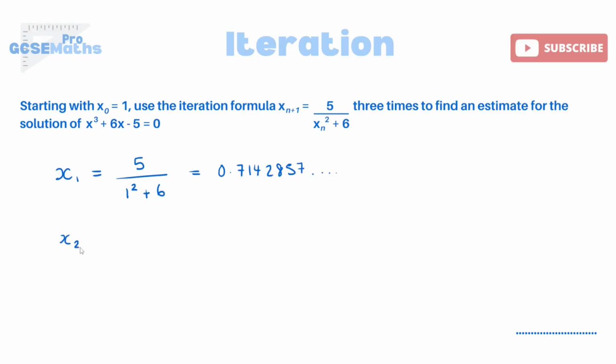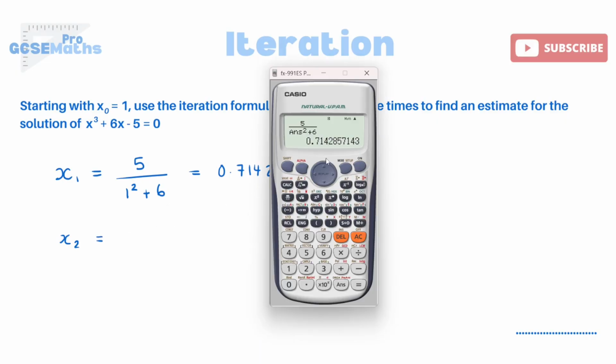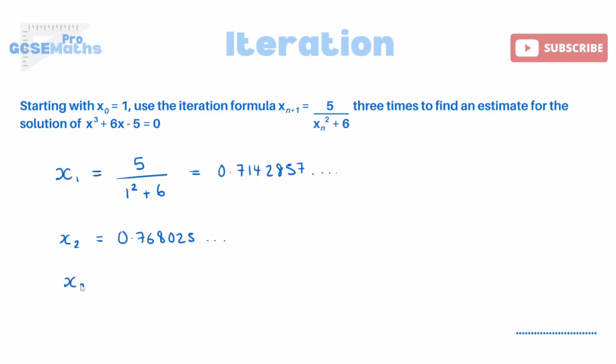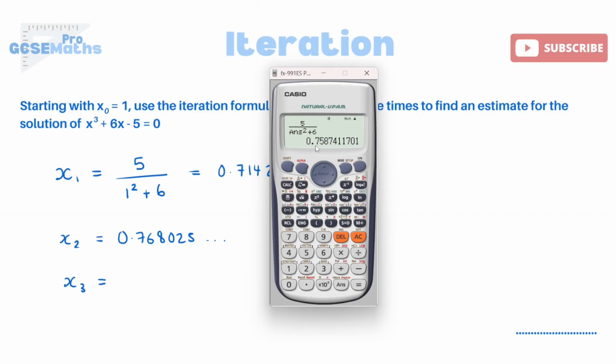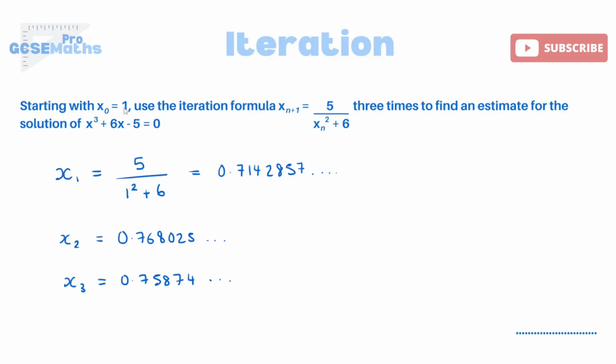Okay, so for x2, I'm now not going to write out the formula again because they can understand that I know I need to substitute in values. And I'm just going to press equals again. So you can see I've now got a different number, a different answer, still quite similar, but a different answer, 0.768025. And finally for x3, because we want to do it 3 times, equals again, 0.75874. And you can see that we've gone from 1 to 0.714 to 0.768 to 0.758.